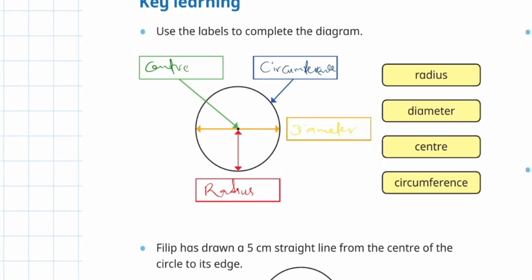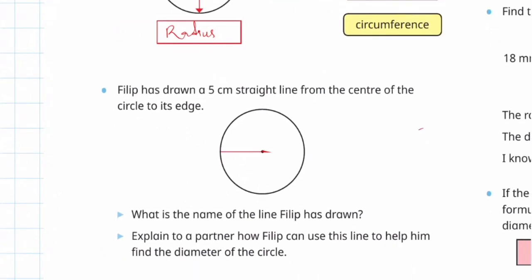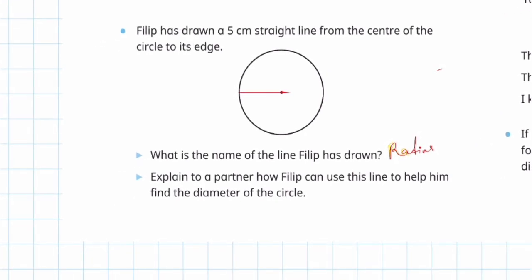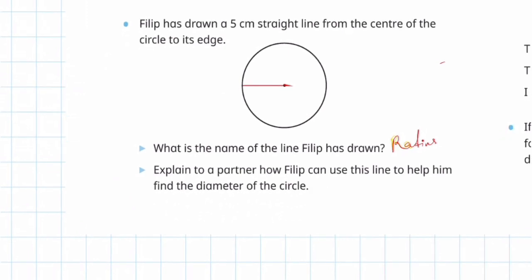Okay. So now, Philip has drawn a 5 centimeter straight line from the center of the circle to its edge. What is the name of the line Philip has drawn? Radius. Good. That is radius. Explain to a partner how Philip can use this line to help him find the diameter of the circle. Can you explain that?